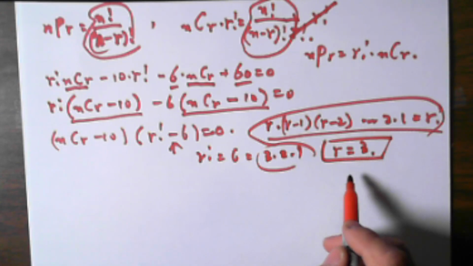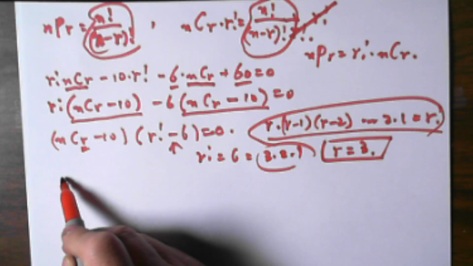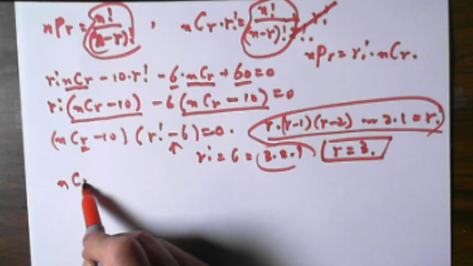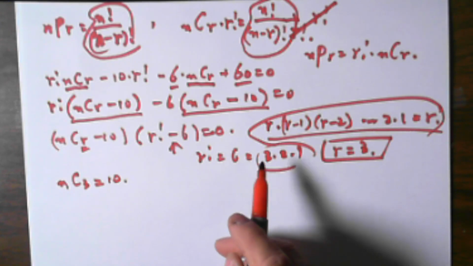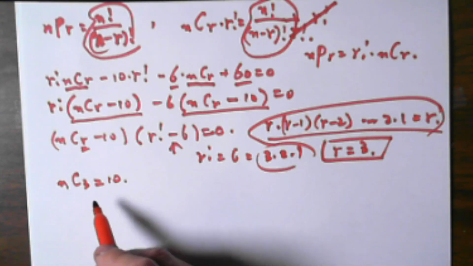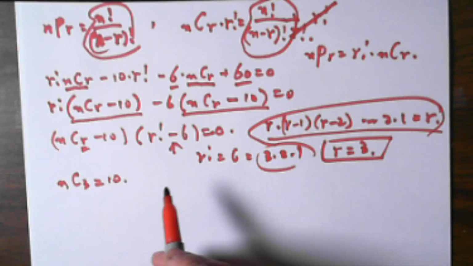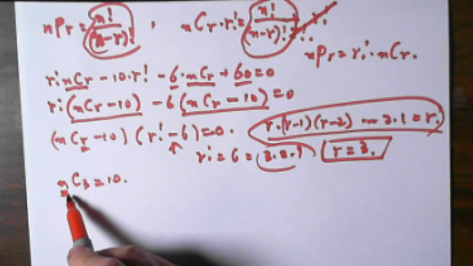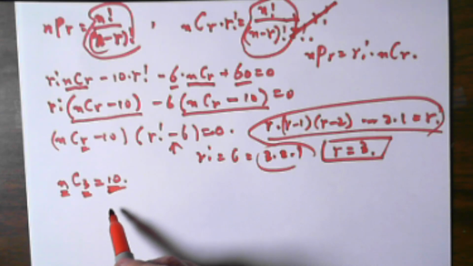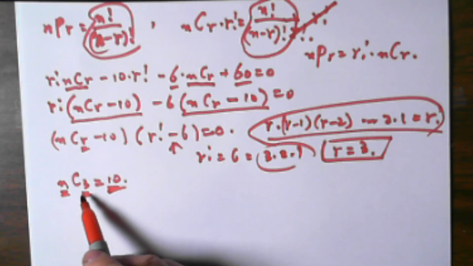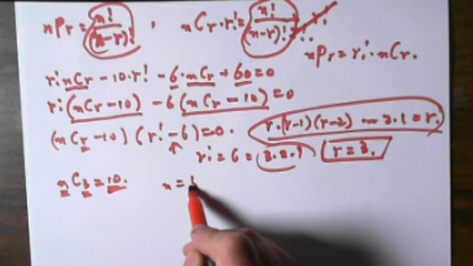Once we have the value of r equals 3, we replace this r by 3. So nC3 equals 10. Now, I assume you people already use nCr so many times. From which number do we choose 3 so the value will be 10? Okay, so very obviously we can see n equals 5.